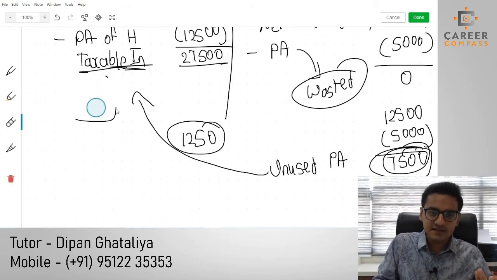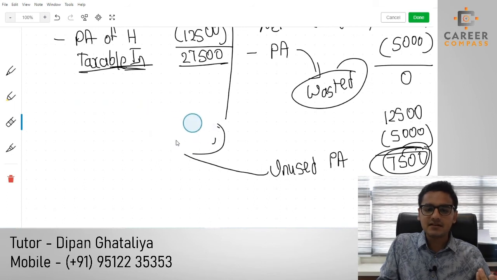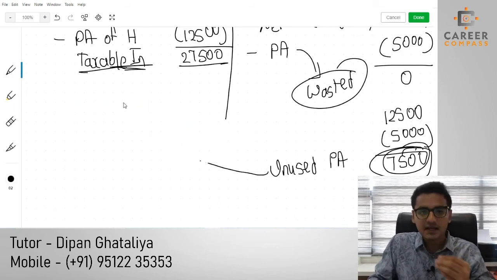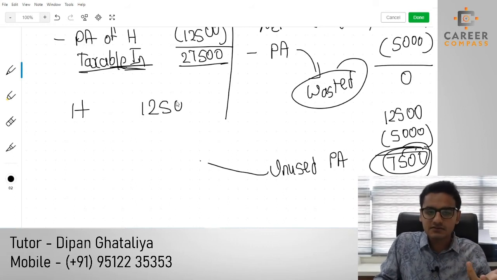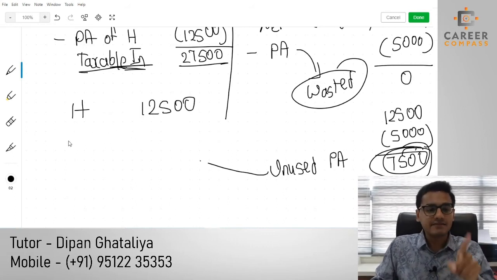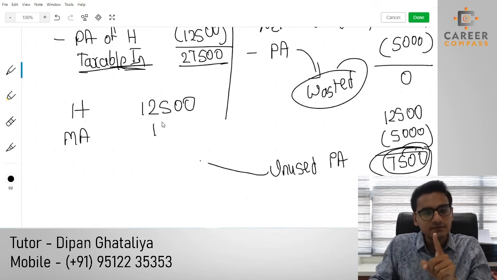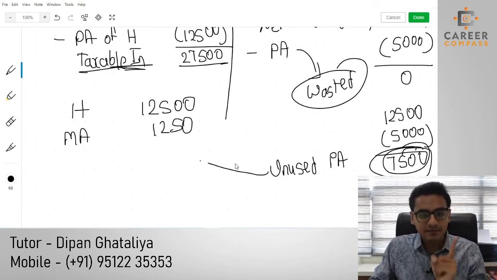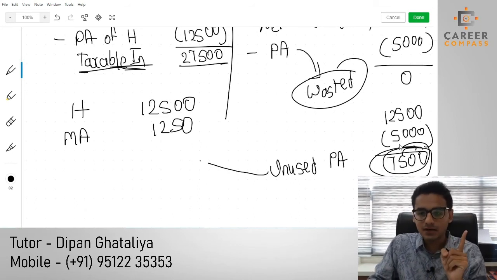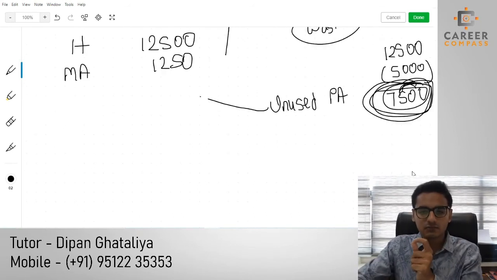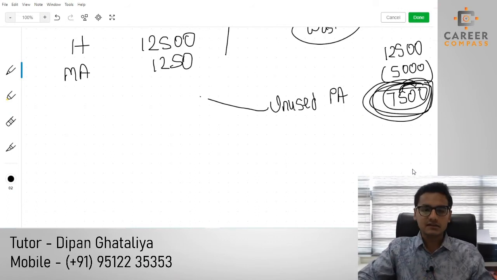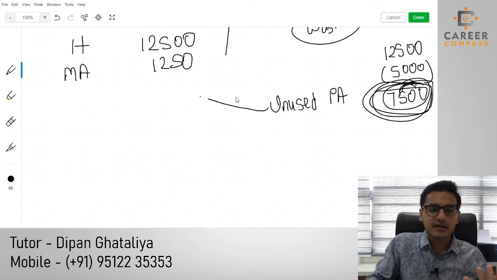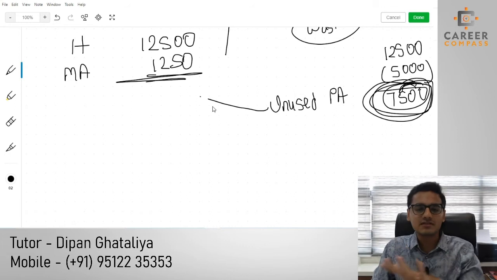So that means the husband, the receiving party, will get his own personal allowance of 12,500, as well as a marriage allowance of only 1,250, students. Even if the unused amount is more than that, it's 7,500, a superb amount, the rule says that the transfer can only be possible up to a maximum of 1,250, not more than that.